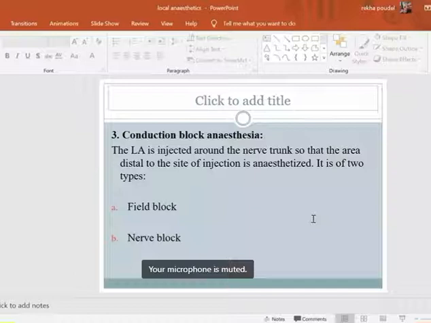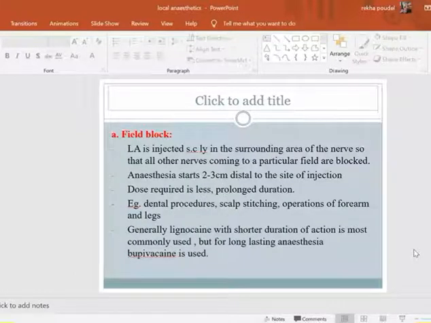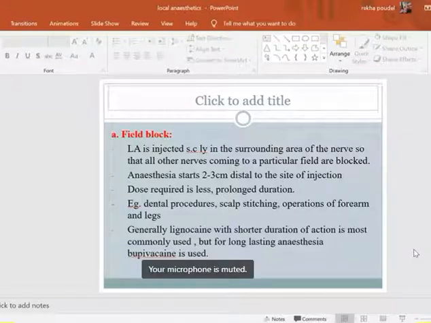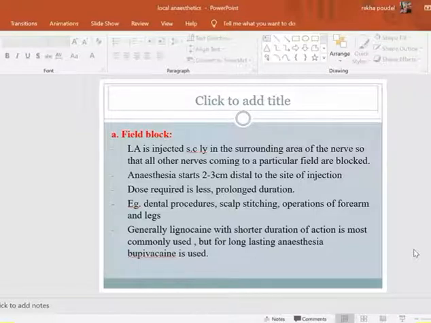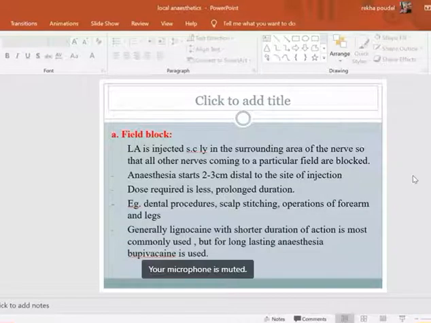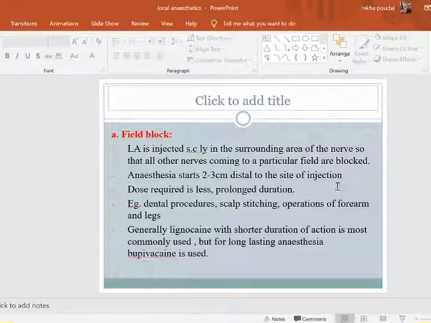So in field block anesthesia, local anesthetic is infiltrated around the border of the surgical field. Okay, so the drug is given around the border of the surgical field, leaving the operation area undisturbed. In the center there will be the operation area, and local anesthetics are infiltrated around the border of that surgical field, leaving the operative area undisturbed. So, local anesthetic is injected subcutaneously in the surrounding area so that all the nerves which come to that particular field are blocked. Anesthesia will start 2 to 3 centimeters distal to the site of injection, and the dose required in field block is less and the duration of action is prolonged.